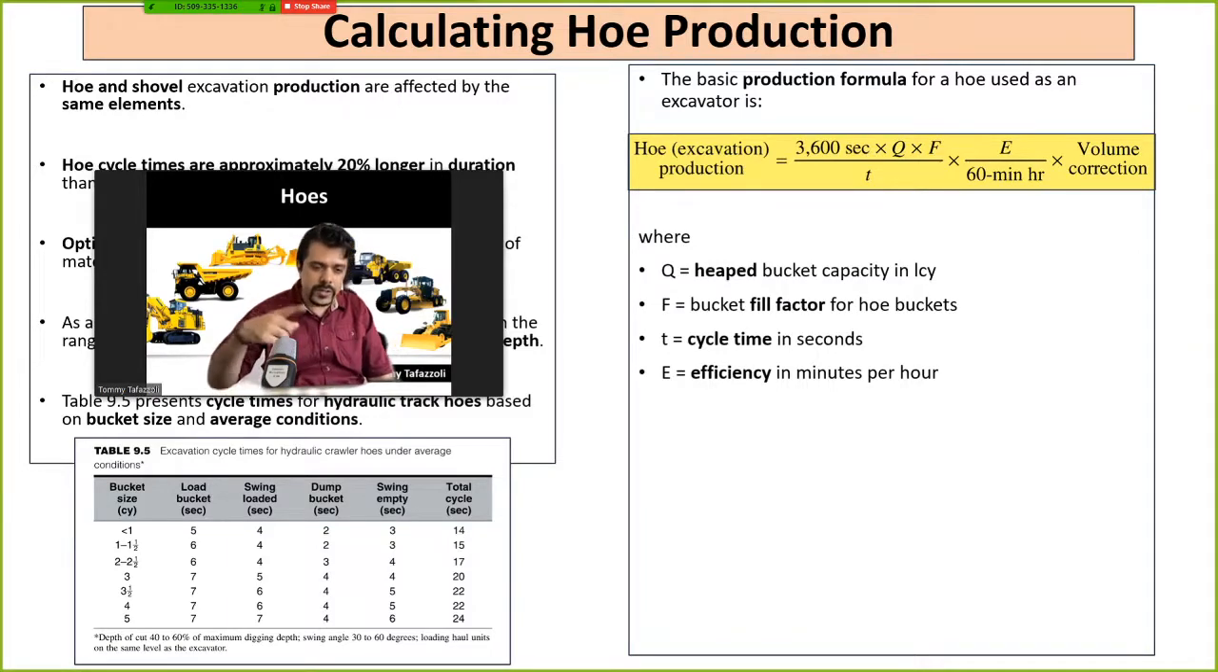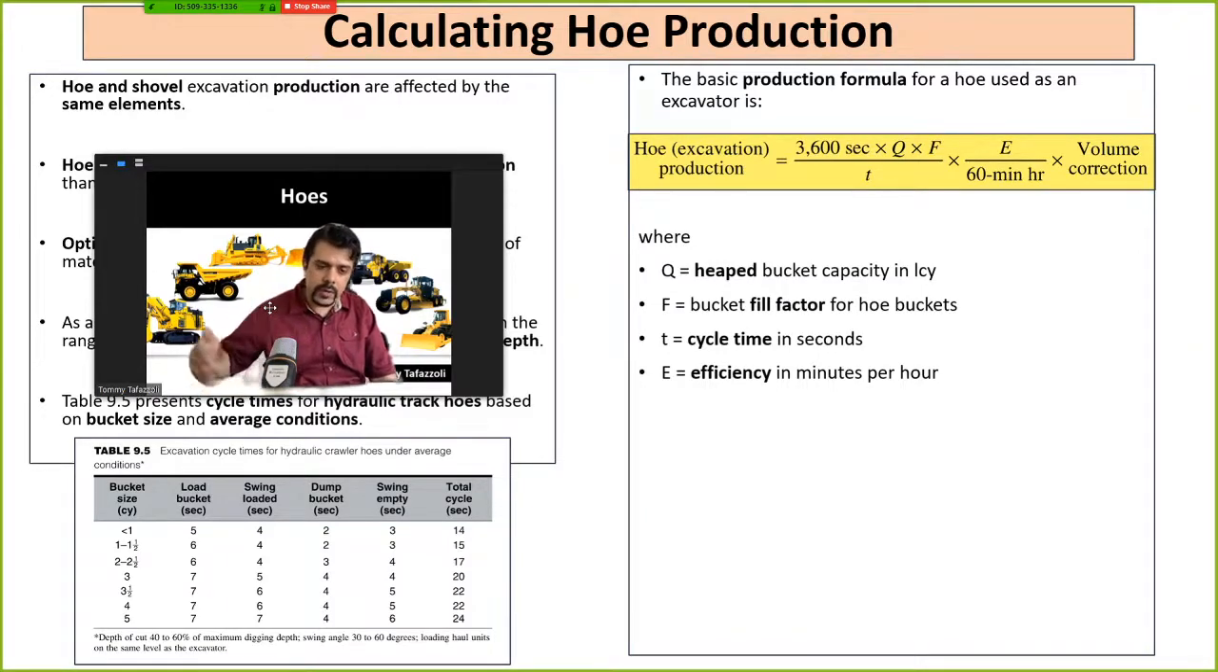So you should consider all loading, swinging, dumping, swinging empty. You sum up all those seconds and you put it as T, which is the time it takes for one full cycle. What is E? E is the efficiency. For example, how many minutes per hour the machine is working efficiently. If it is 50, you would put 50 over 60 because there are 60 minutes in an hour.